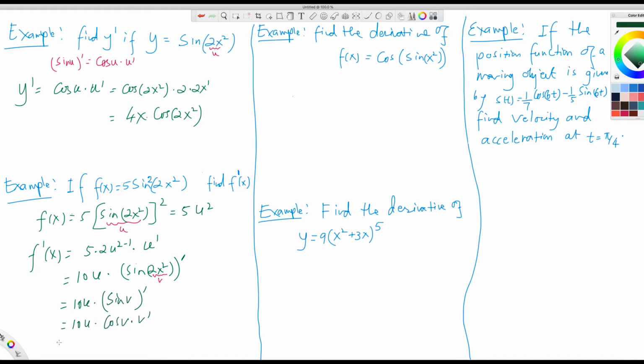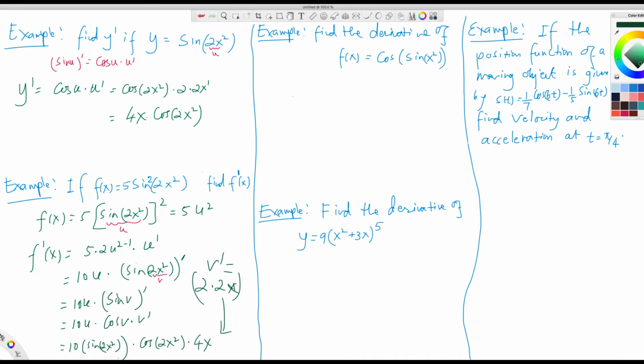Now you plug in the values of u and v. So what do you get? 10u is 10 sine 2x squared, times cosine of v, which is 2x squared, times v prime. What is the derivative of 2x squared? It is 4x, because it is 2 times 2x. So v prime equals 2 times 2x, that is basically 4x.